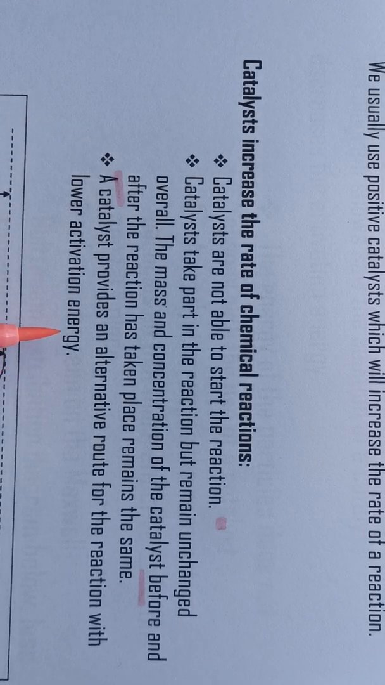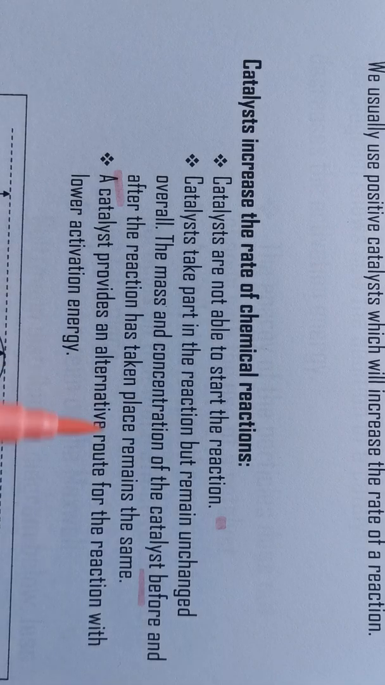And a catalyst provides what we call an alternative route for the reaction with a lower activation energy. In other words, what a catalyst does is provide a reaction pathway, all right? A reaction pathway that requires less energy. In simple terms, you could almost refer to a catalyst as a matchmaker.